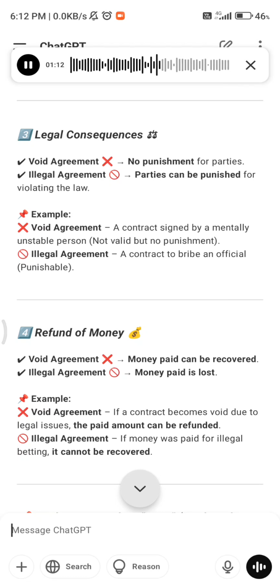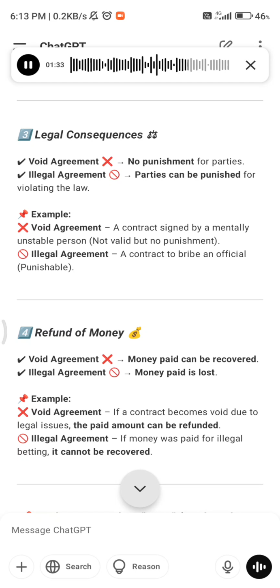Example: void agreement. A contract signed by a mentally unstable person, not valid but no punishment. Illegal agreement: a contract to bribe an official, punishable. 4. Refund of money. Void agreement: money paid can be recovered. Illegal agreement: money paid is lost.